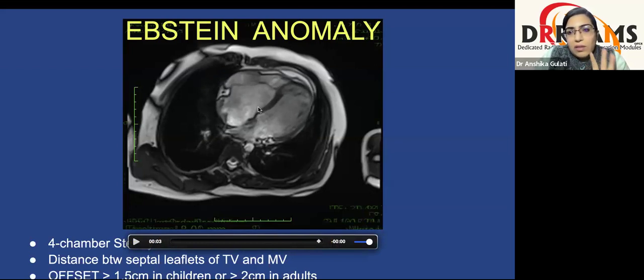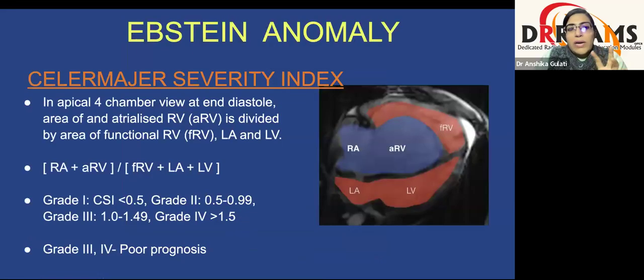So what do we do? On this 4-chamber view only, we calculate the area of the right atrium plus the atrialized part of the right ventricle. We add these two areas, and secondly, we add the areas of all the 3 remaining chambers, that is LA plus LV plus functional RV, and we calculate their ratio to get the Celermajer index. And if this index is more than 1, then this is a poor prognostic indicator in these babies.